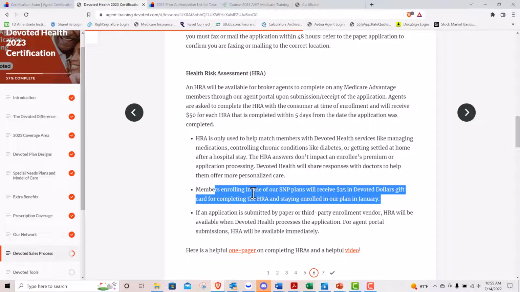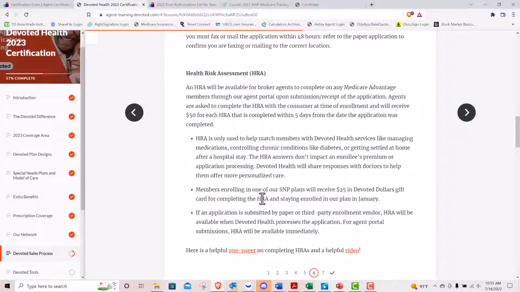Look at that. Members also can get some benefit if they join any of the SNP plans and they stay in the plan for that next year. That's pretty good. So remember that now. If you use the portal, it's available immediately.